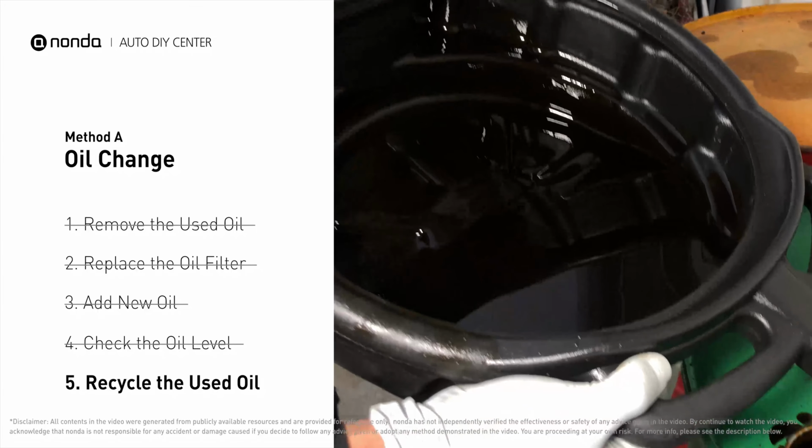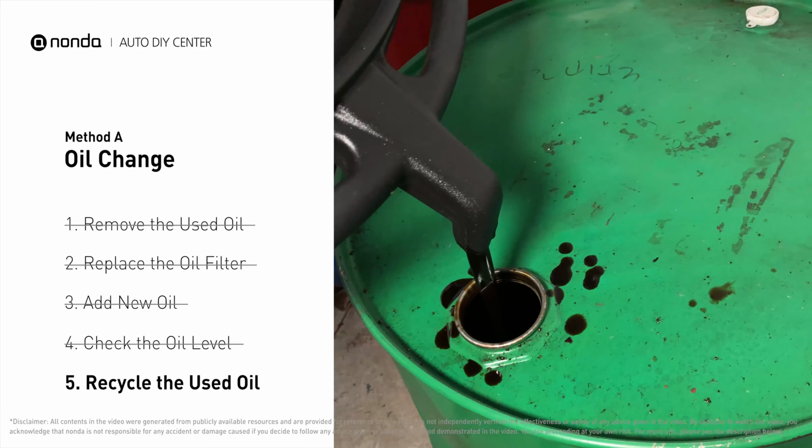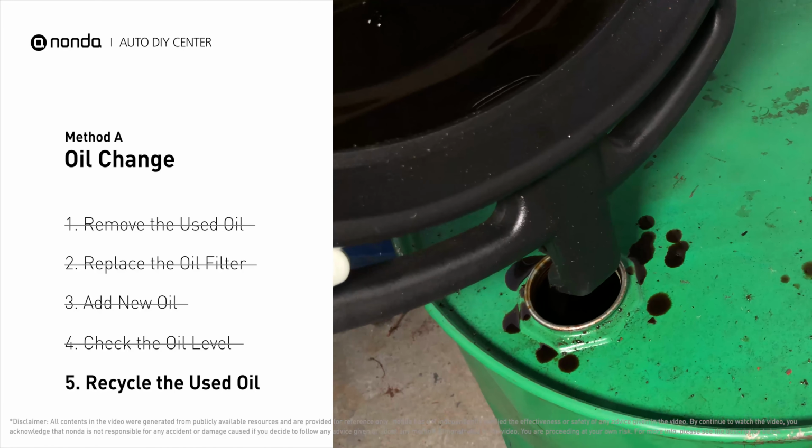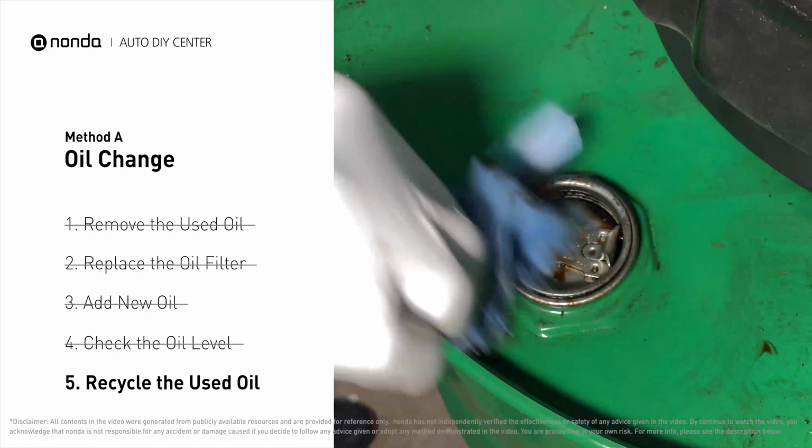Place the used oil from your collection pan into an airtight container with a screw-on cap. Make sure the oil is cooled before transferring to the container. Used motor oil can be recycled at most auto stores or at recycling centers.